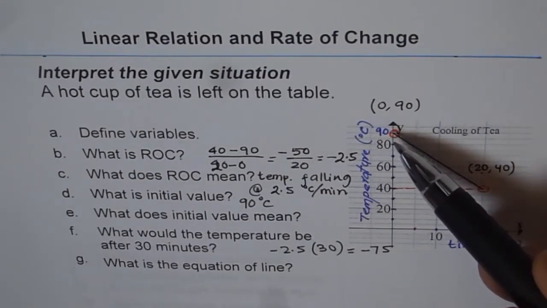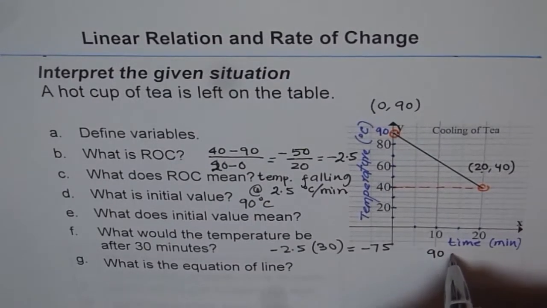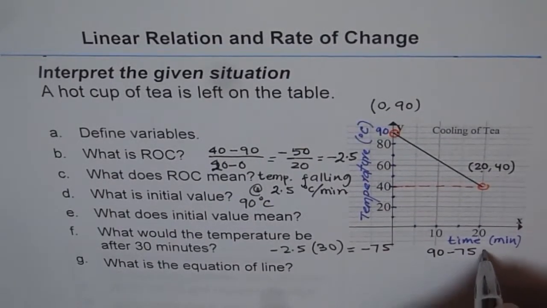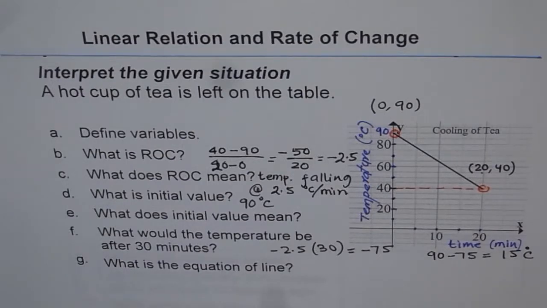So what was the initial temperature? 90 degrees, right? So after 30 minutes, the temperature will be 90 minus 75, which will give us how much temperature? If you take away this, you get 15 degrees, right? 15 degrees Celsius. We are assuming that we are letting the temperature fall at this rate uniformly forever, okay? Now, that is the temperature which we expect after 30 minutes if the cooling rate is constant, okay?